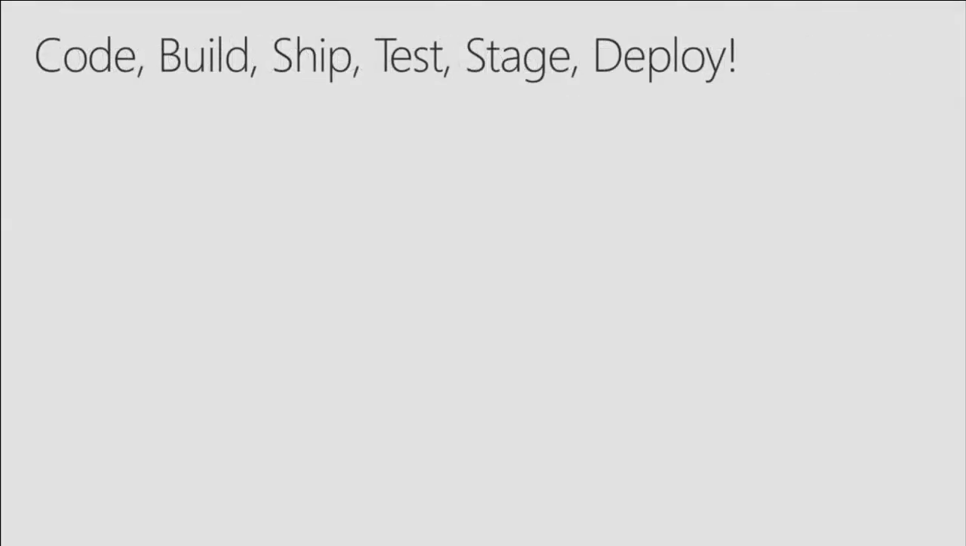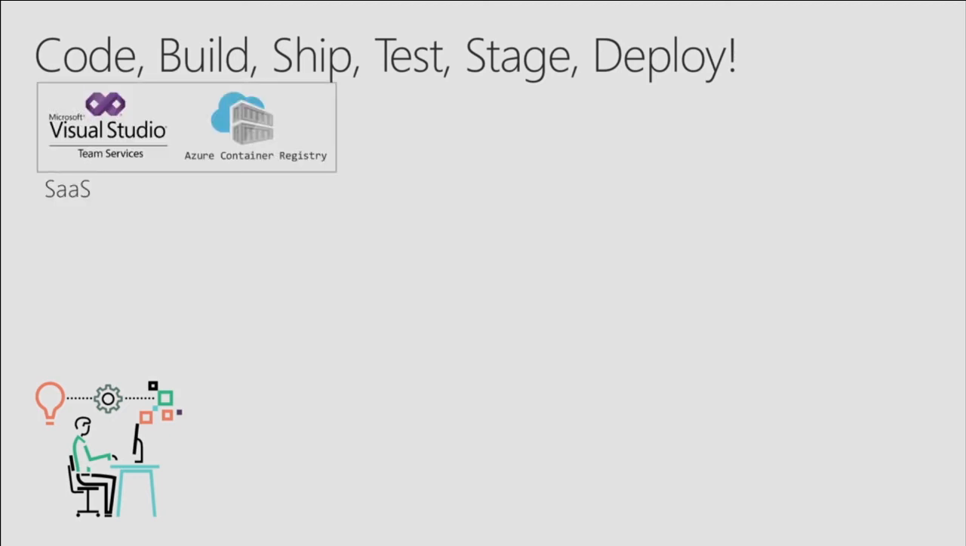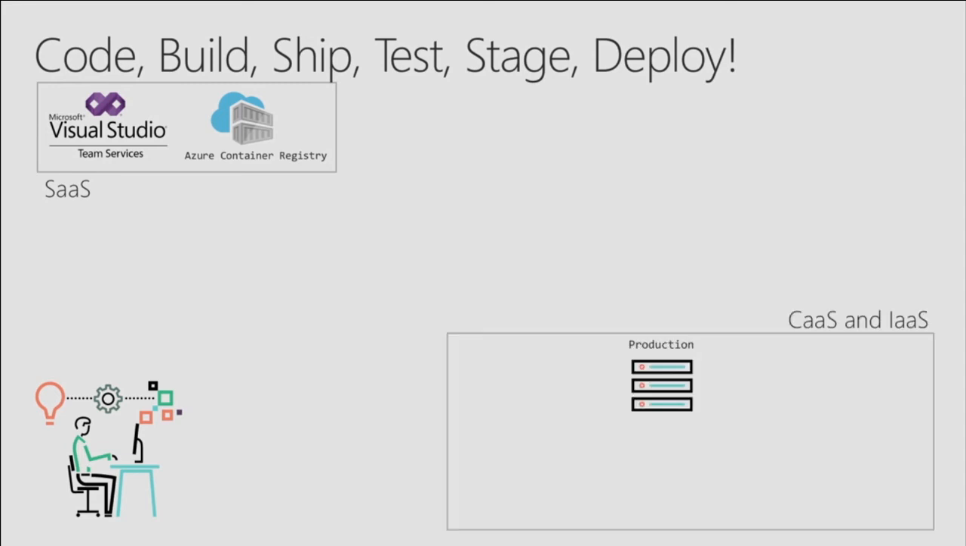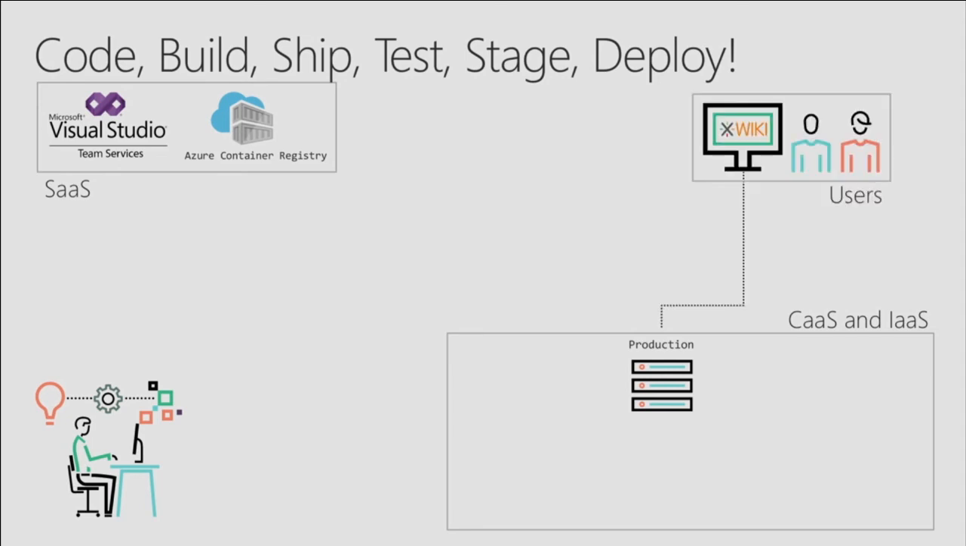So when we talk about containers, we talk a lot about building, shipping, testing, and so forth, right? And I have a scenario here that I'm going to walk through in my demo environment where you essentially have a developer who has a lot of ideas that are done in his corner, and he's consuming a lot of services, right? Software as a service. So he's using the Azure Container Registry, he's using Visual Studio Team Services, and on-prem, he has his production environment. It's running container as a service, infrastructure as a service. He has a bunch of users that are consuming his application.